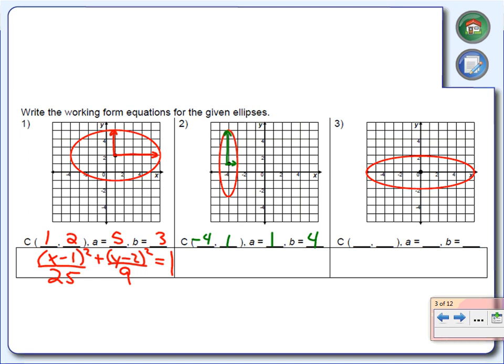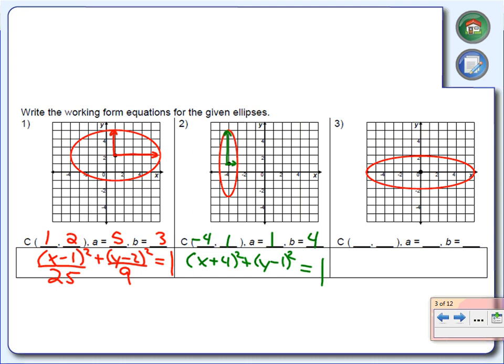So let's write the equation. We're going to start with the center. X plus 4 squared. Remember, the signs have got to be different. Y minus 1 squared. Again, the sign is different. The equation is always going to equal 1.